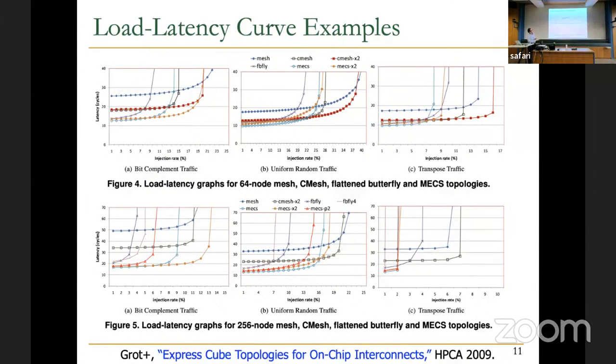But you can see that different topologies are good at different traffics. For example, here, this is a mesh. Mesh turns out it starts with a very high zero load latency, but its saturation throughput is higher. So it can actually satisfy a higher saturation throughput. And you can say that, okay, who cares about these traffics?